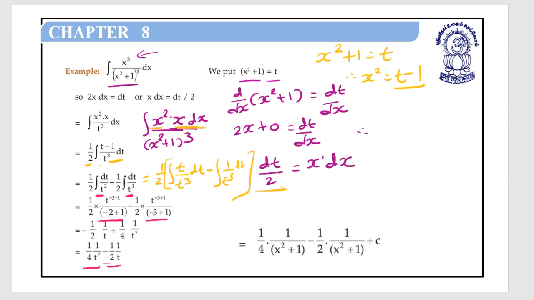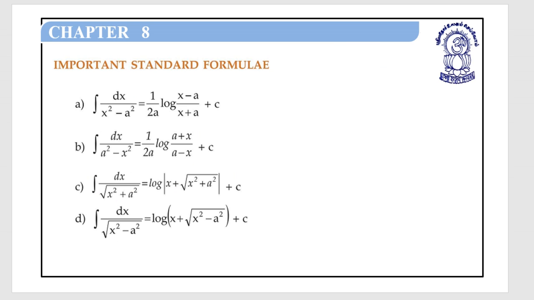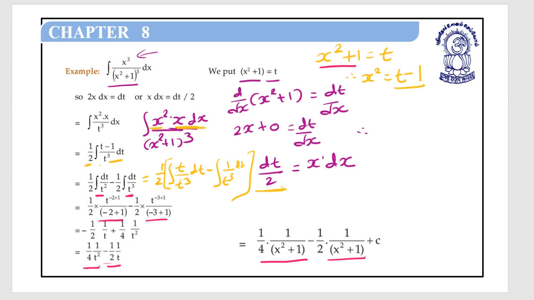So instead of t, put x square plus 1. So 1 by 4 into 1 upon x square plus 1, minus 1 by 2 into 1 upon x square plus 1, plus c. Here there is one mistake, t square is there. So 1 by 4 into 1 upon (x square plus 1) square minus 1 by 2 into 1 upon (x square plus 1) plus c.